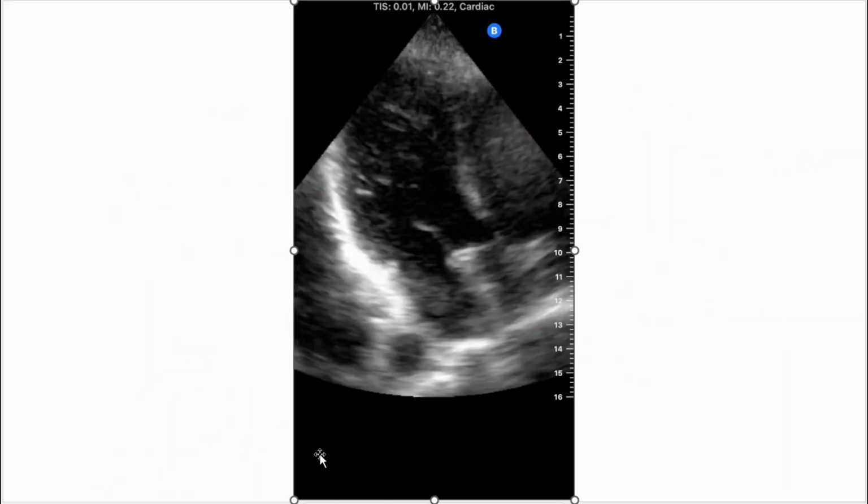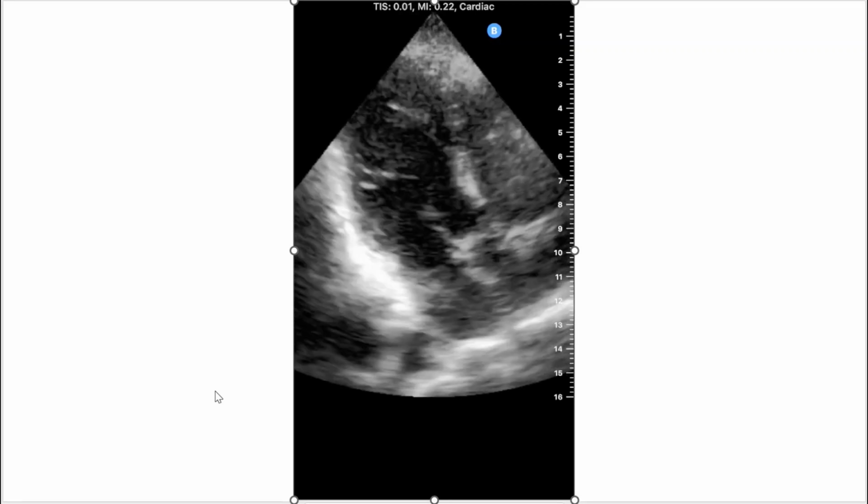Here we have a video of the same picture from before, without labels, and this is a normal apical 3-chamber view.